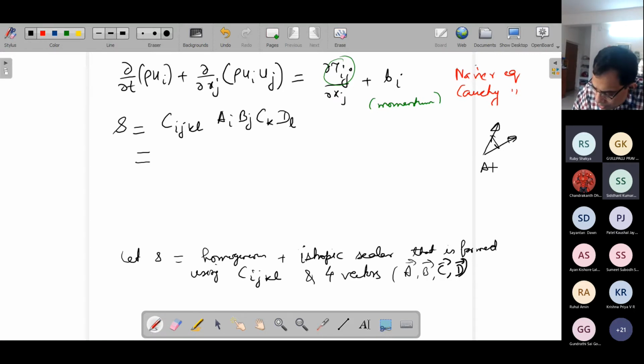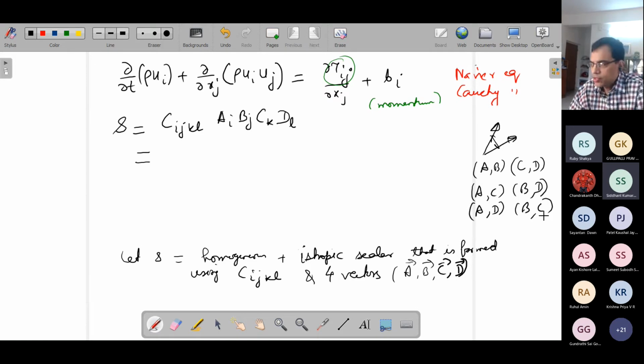You have one pairing with A and B, and then the other pairing has to be C and D; one pairing with A and C, and the other pairing with B and D; one pairing with A and D, and the other pairing with B and C. These are the possible combinations. Remember that it's a combination, so A and B and B and A are the same.